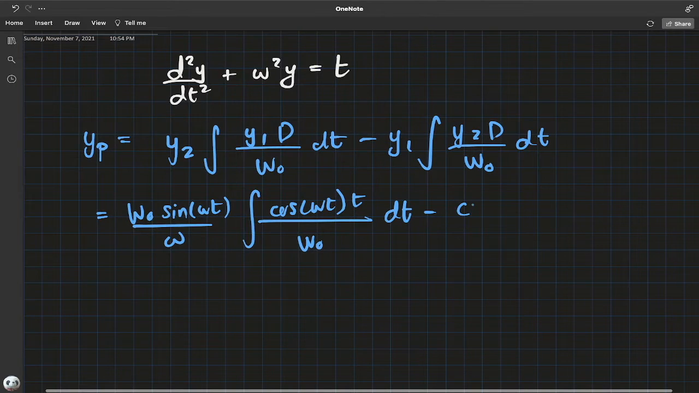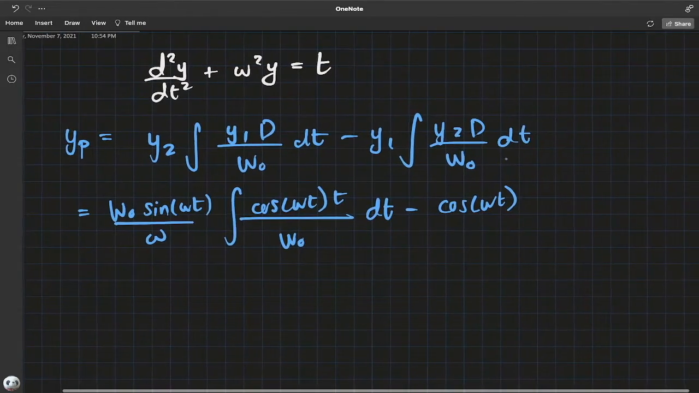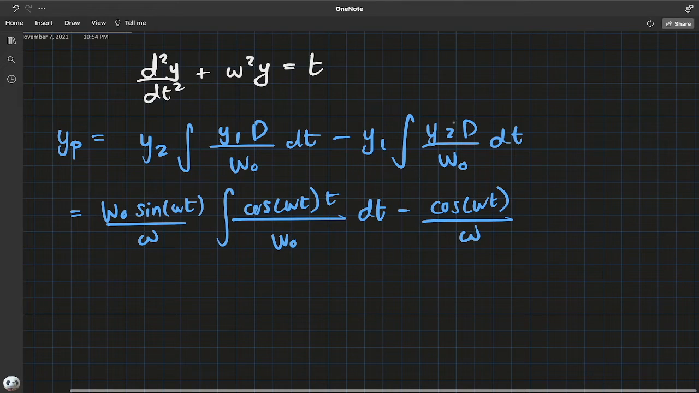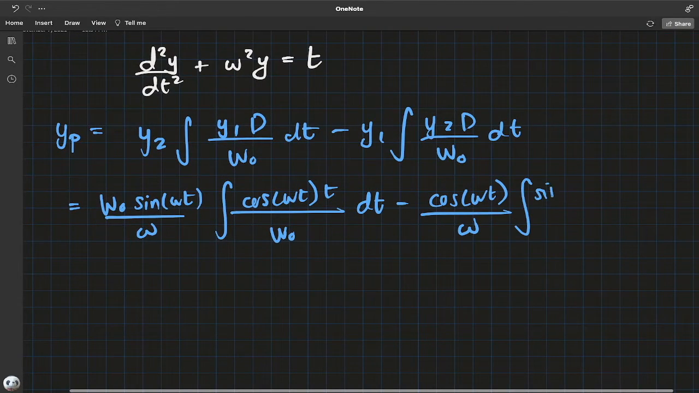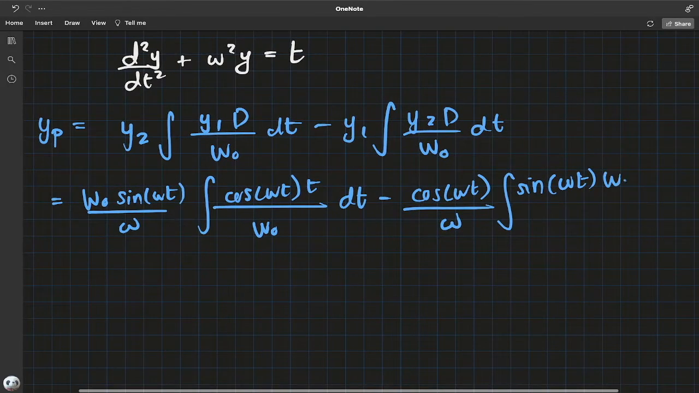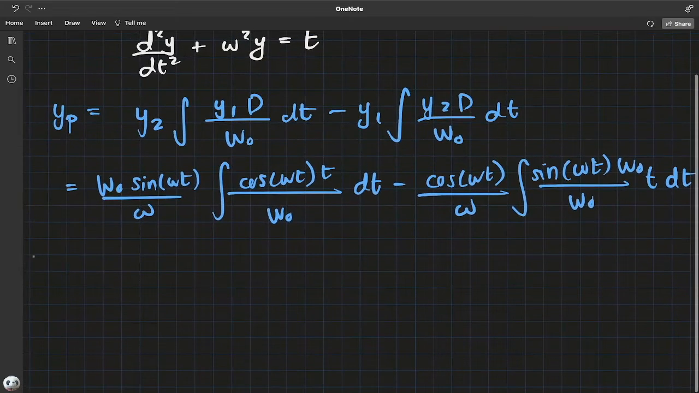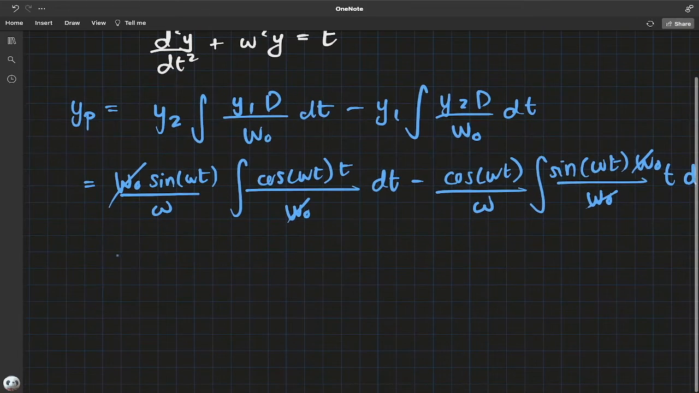minus cosine omega t over the omega from the sine inside. I'm just writing that out now. Sine of omega t over w naught, divided by w naught, times the driving function t dt. The w naughts will cancel, so it doesn't matter what Wronskian we had, the constants will just cancel out. We have to do integration by parts here because it's a linear times a trigonometric function. So let's just do that. We can pull out an omega, so two of those, omega squared.